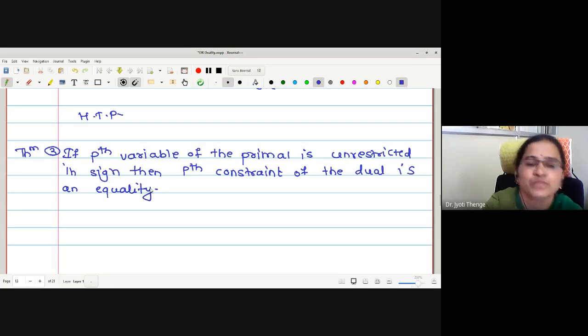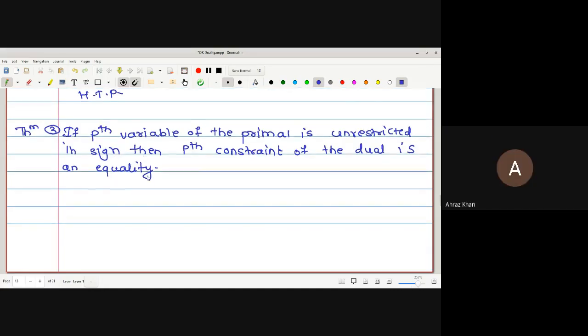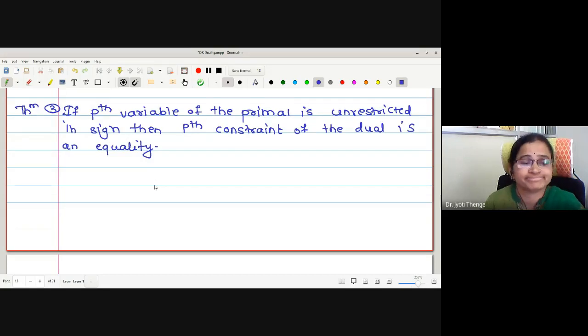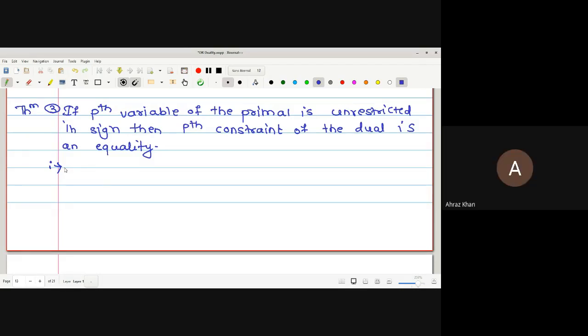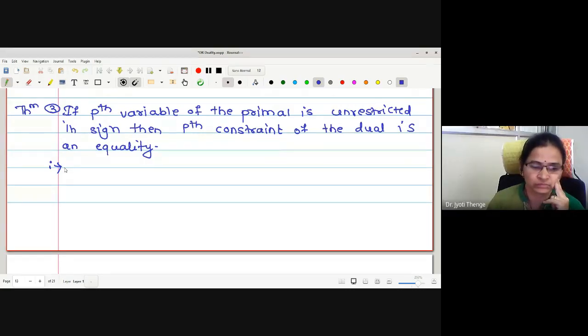How should we start the proof of this theorem? How should I write the proof? We'll consider a primal, and in that we'll show one variable to be unrestricted, which is the difference of two variables. And we will just find its dual and we will observe the constraint nature, right? Okay, here we will start, I think it is better to go on to the next page.